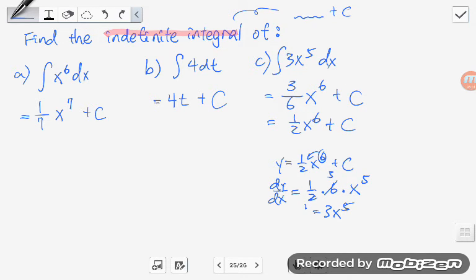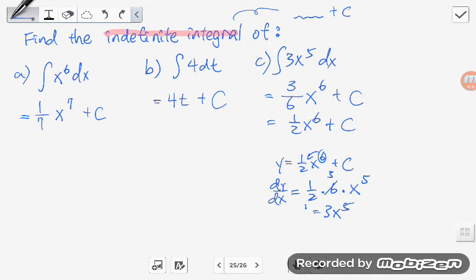Right. So for part C, it is a little bit tricky, right? But all we are doing here is trying to find the integral. And when we do that, we're thinking, okay, what should I differentiate to get what we have over here? What should I differentiate to get what I have in the boxes? Okay.